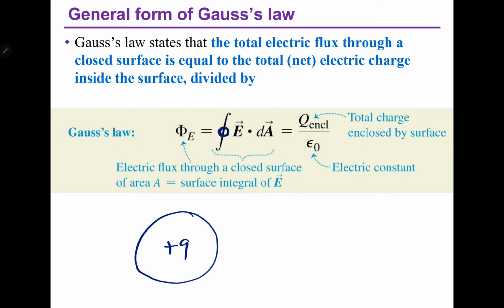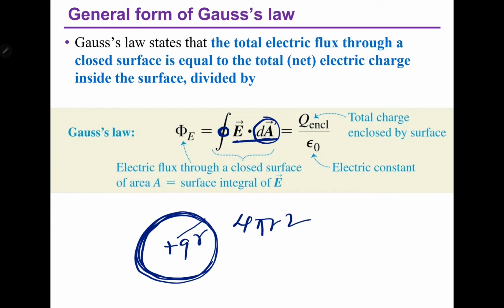Then electric flux through a closed surface of area A, area of this whole thing, right? If it is a sphere, area will be 4 pi r square, if it is r. Surface integral of E, this electric field, is said to be a surface integral because we have taken area here, right?